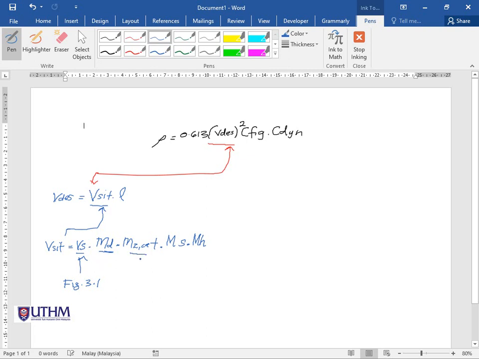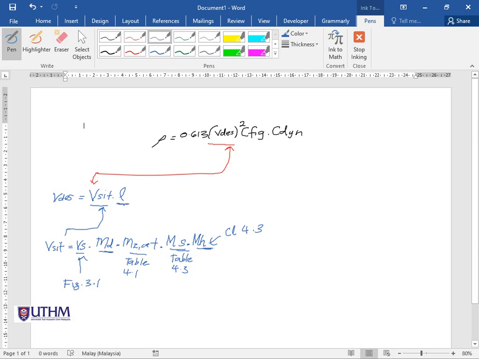And the Mz,cat, later refer to table 4.1. The Ms here is from table 4.3. And Mh here refers to clause 4.3. Basically, we take Ms and Mh as equal to 1.